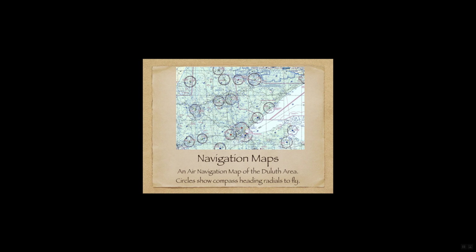If you're going to Fargo, you'd be flying out maybe at the 295-degree radial from Duluth. I'm just guessing at that without looking at it. But that's what a navigation map does. It shows you the land underneath, but it also shows you a lot of helps in terms of navigation, compasses, degrees to get you from one place to another.